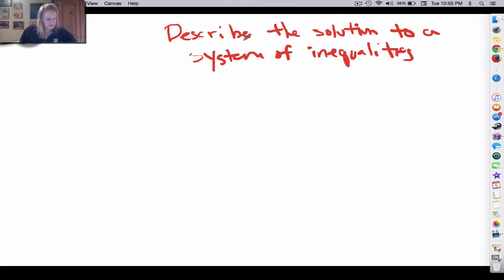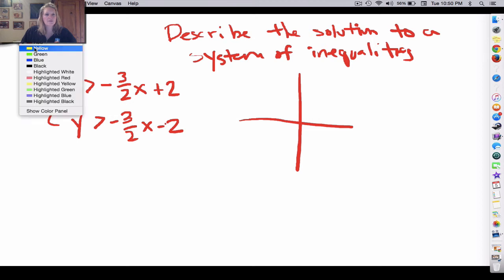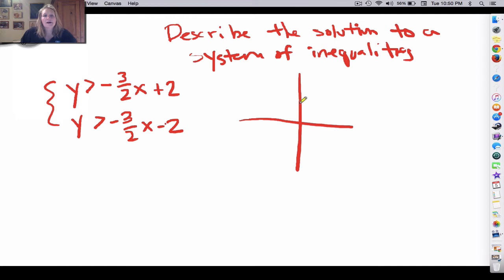And so what that means is, if your example is, let's say, y is greater than -3 halves x plus 2, and then here y is greater than -3 halves x minus 2. Then your graph will look a bit like this. So this first line, well, it won't be quite so shaky. These are all going to be dotted.